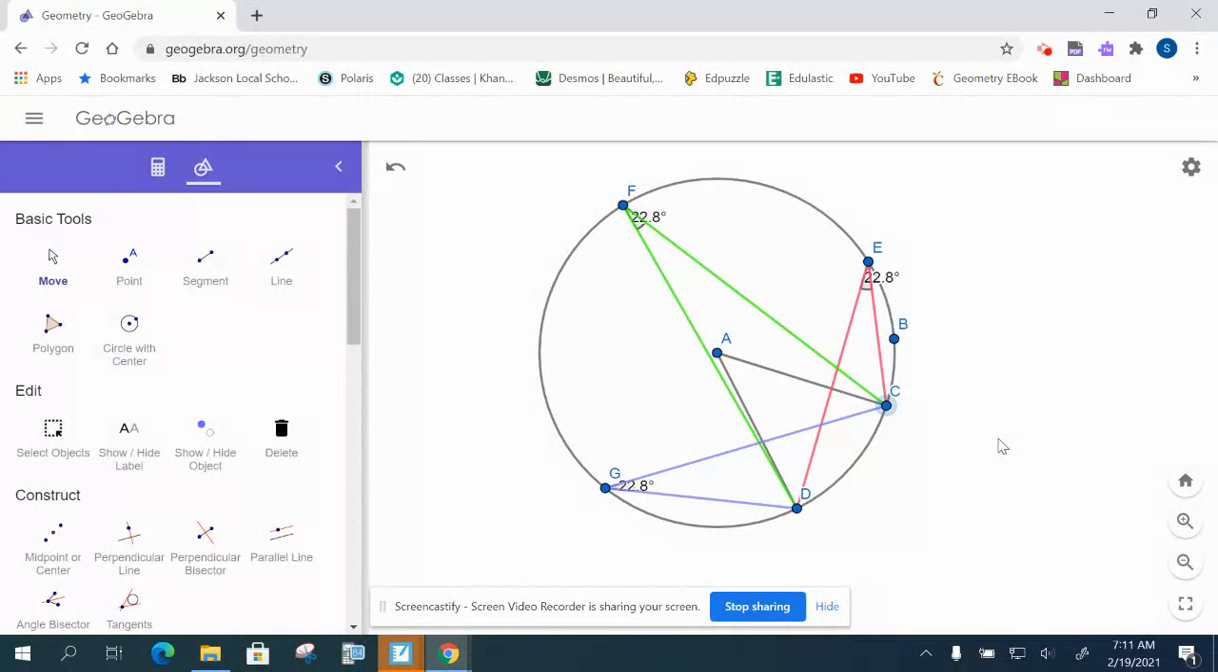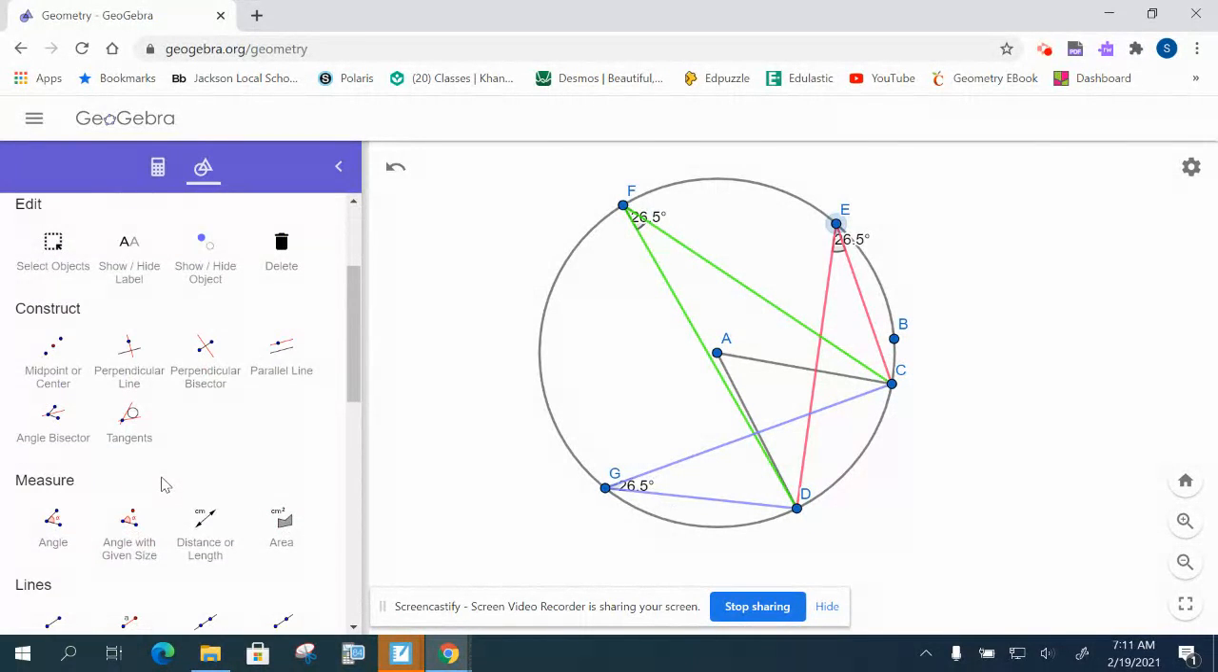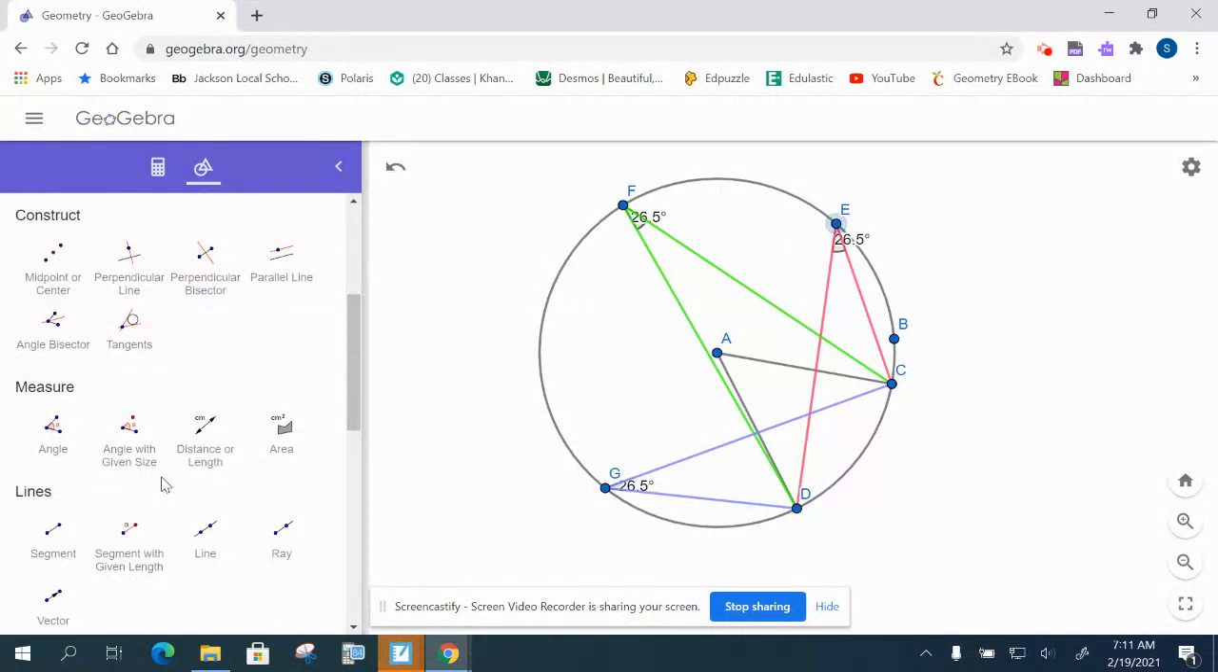So the thing about inscribed angles is that any inscribed angle that shares an intercepted arc, we call this an intercepted arc, is congruent, no matter where this point lies. Okay, so if I drag these points around, they're going to stay the same because they are still intercepting the same arc.